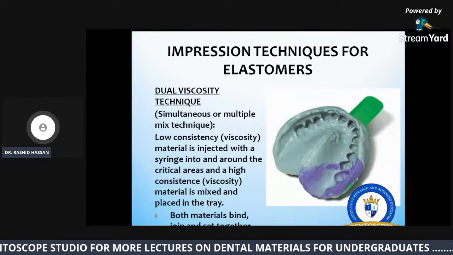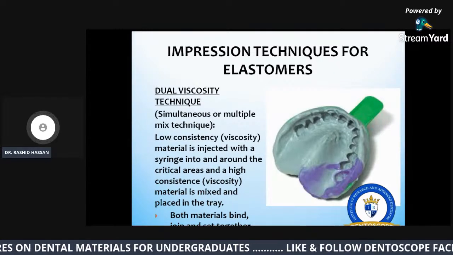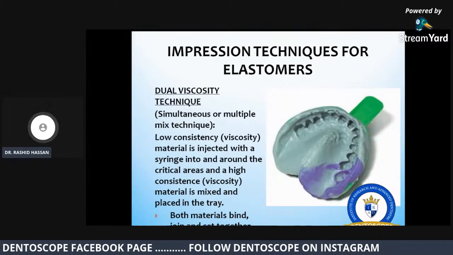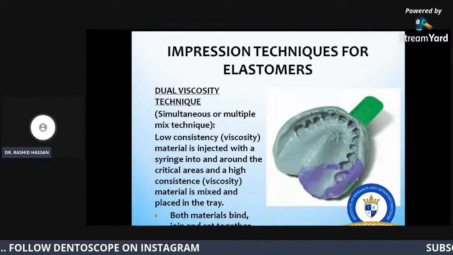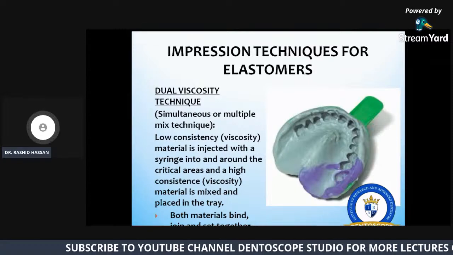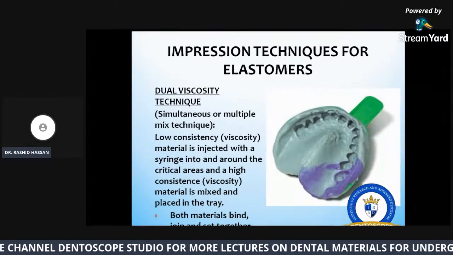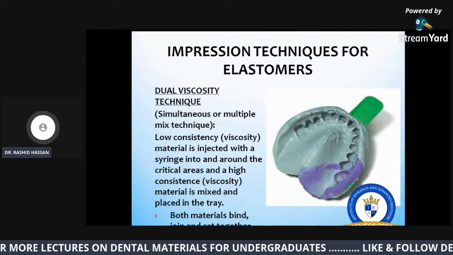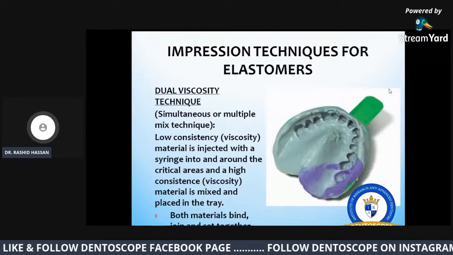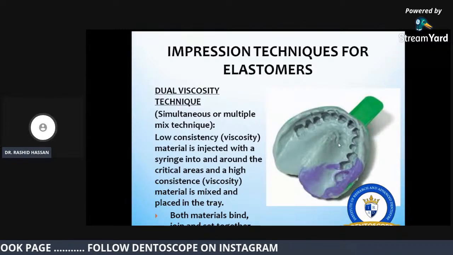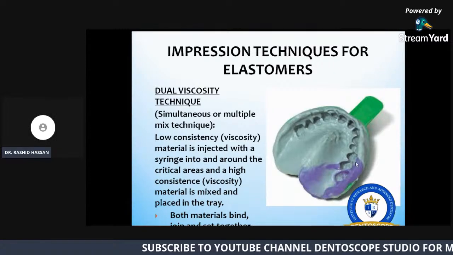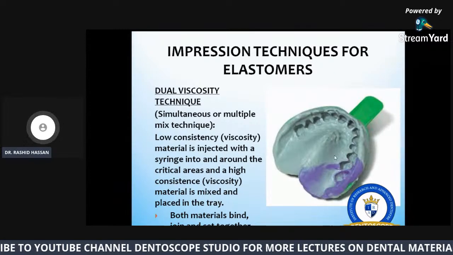We place the high body or regular body inside the tray, and we get an idea of where we are going to record the impression in the critical area, from where we get the fine details. There we inject the low viscosity material, and then we put it into the patient's mouth, and both the viscosities bind together and set together. Both the materials join and set together. So just insert all the material in the tray. The bulk material is of high consistency, and this purple one is the low consistency material. And then you insert it into the patient's mouth.